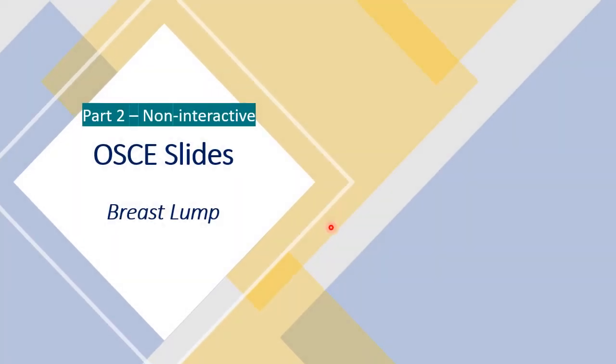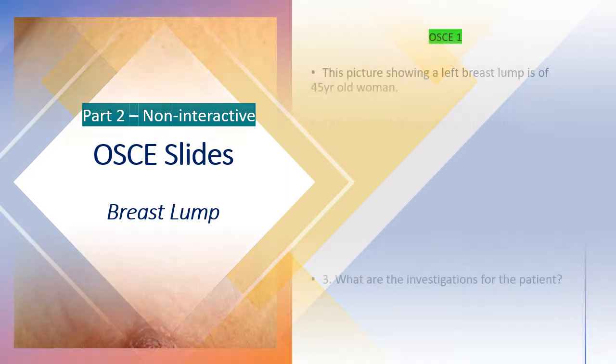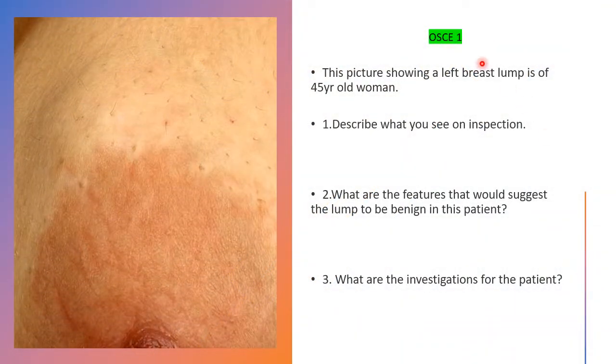Okay, next we come to some practice OSCE slides on breast lump. OSCE number 1. This picture showing a left breast lump is of a 45-year-old woman. Describe what you see on inspection. What are the features that would suggest the lump to be benign in this patient? What are the investigations required for the patient to establish the diagnosis of the lump?